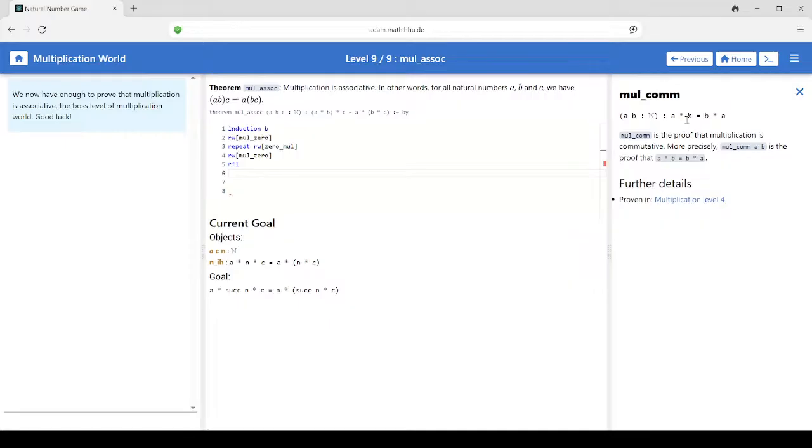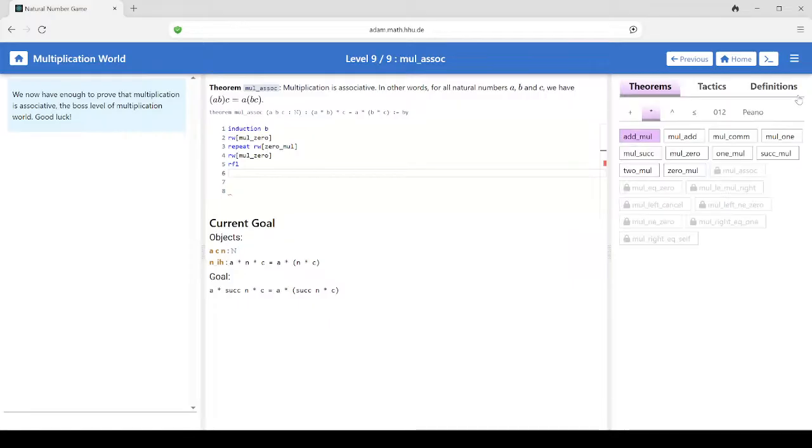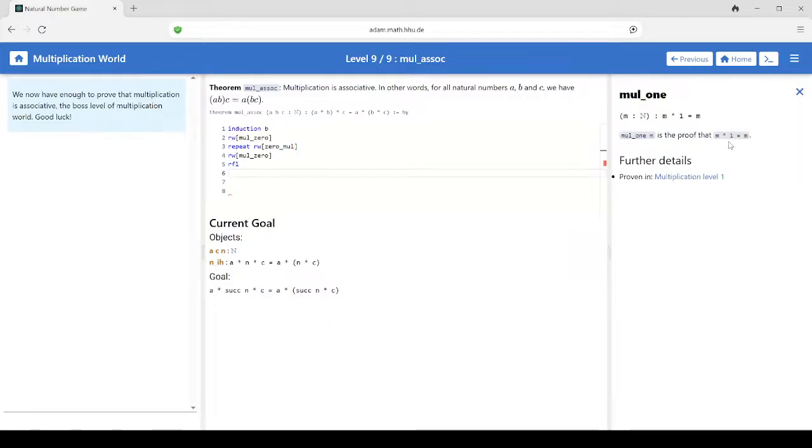This one, what does this one do? Multiply commutative is the proof that multiplication is commutative. More precisely, AB is the proof that A times B is the same as B times A. I don't think that's what we're looking for right now. Multiply 1 is the proof that anything times 1 is itself.